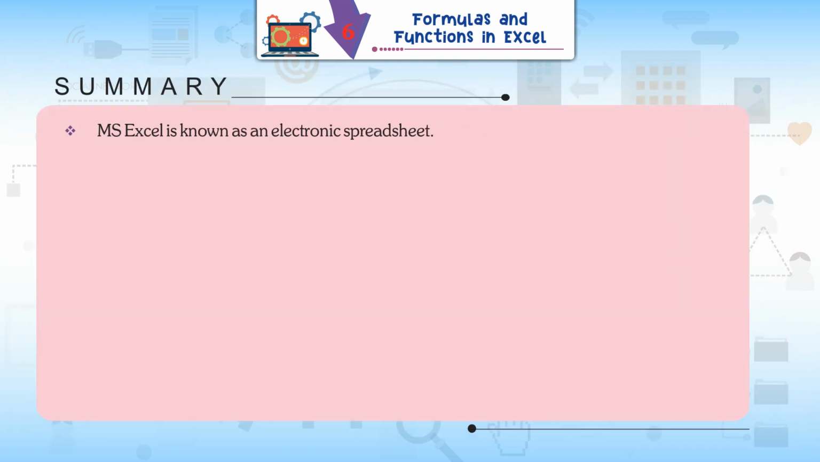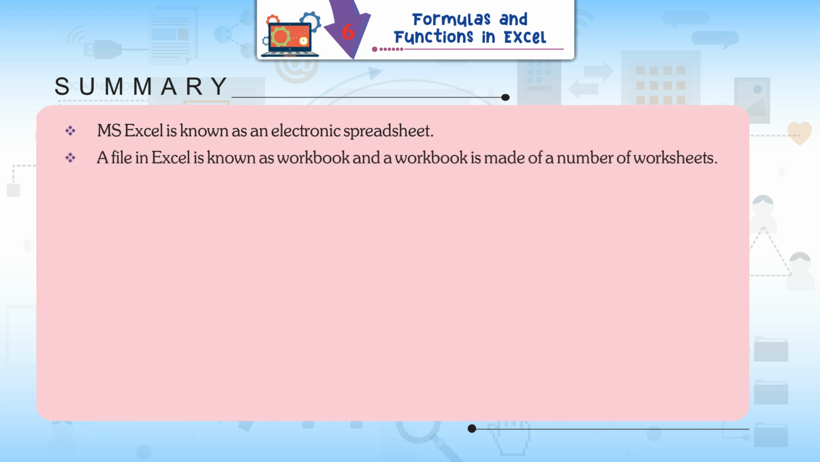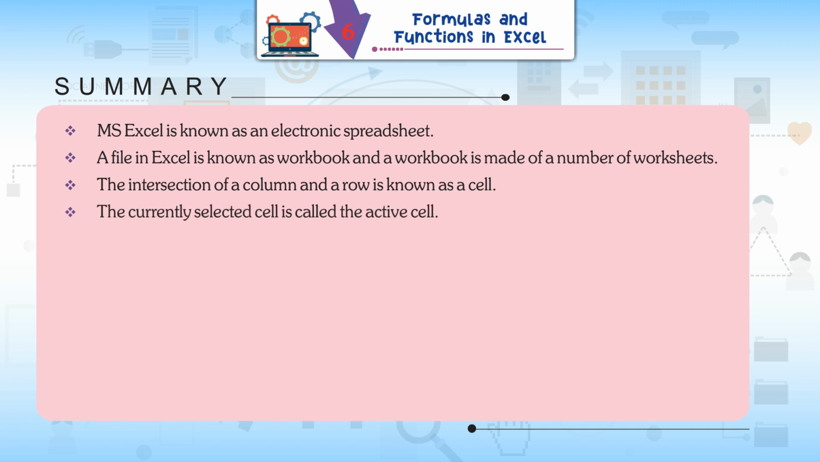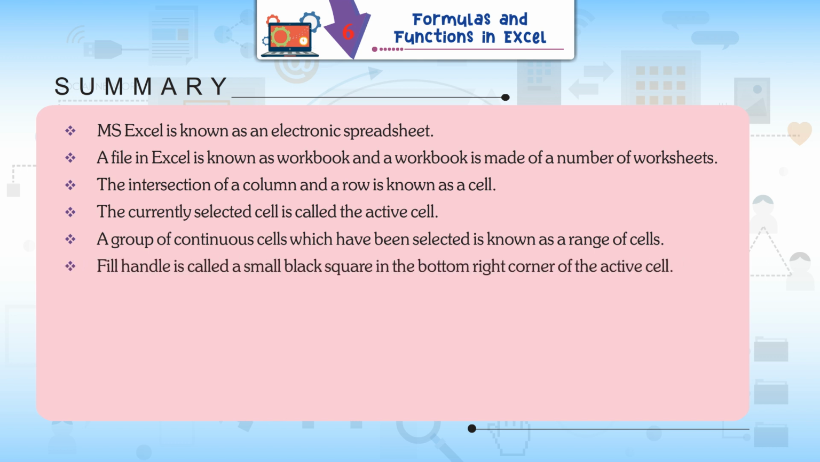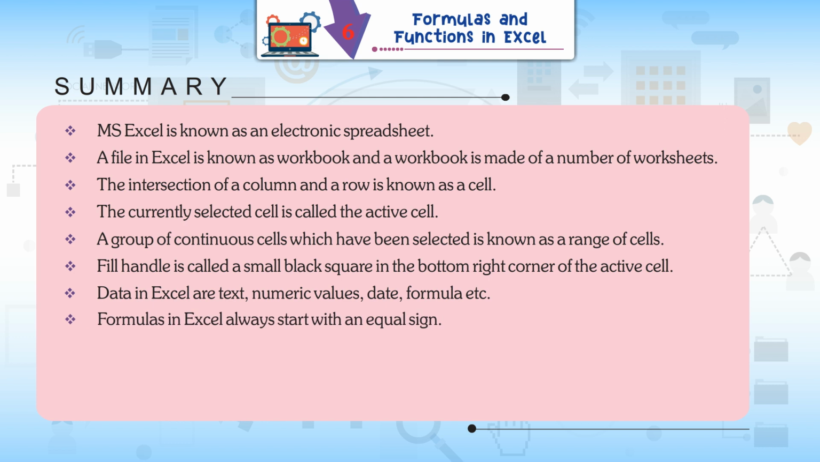Summary: MS Excel is known as an electronic spreadsheet. A file in Excel is known as a workbook, and a workbook is made of a number of worksheets. The intersection of a column and a row is known as a cell. The currently selected cell is called the active cell. A group of continuous cells which have been selected is known as a range of cells. Fill handle is the small black square in the bottom right corner of the active cell. Data in Excel are text, numeric values, date, formula, etc.